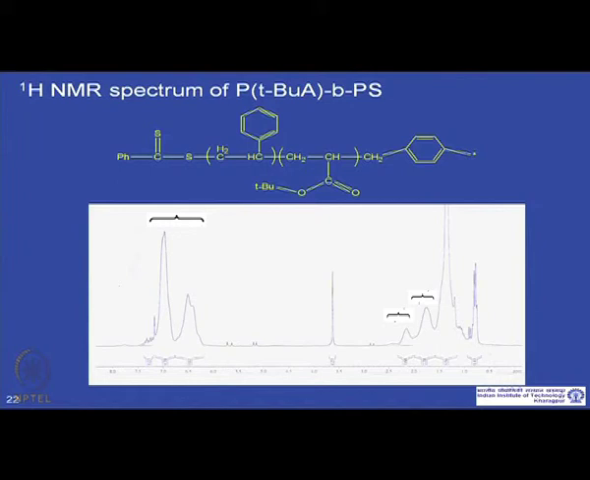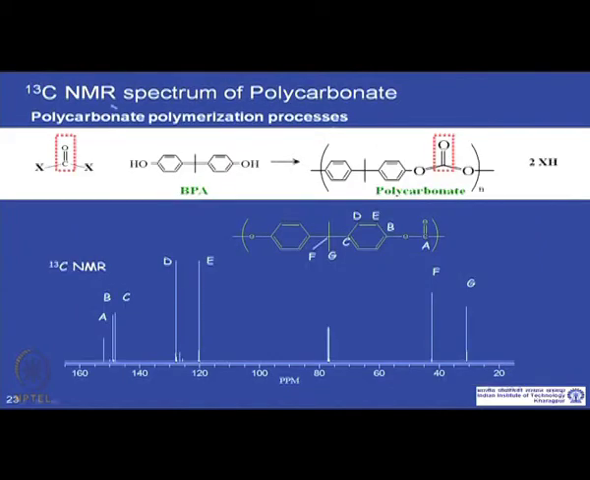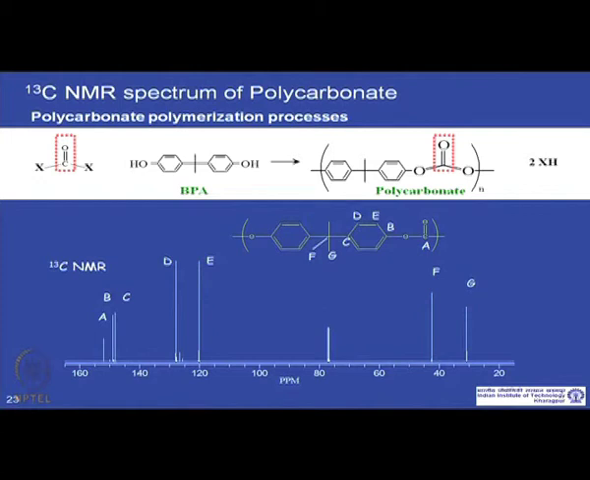Now let us give a few examples where we talk about how carbon 13 NMR can be used to quantify and identify polymers. Let us take the example of polycarbonate. We have seen during our first few lectures this is the way we make polycarbonate. Bisphenol A is reacted with a carbonate source. So this is the structure of polycarbonate.